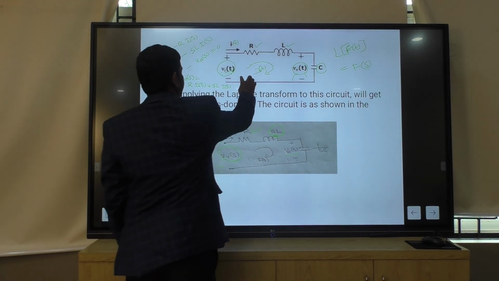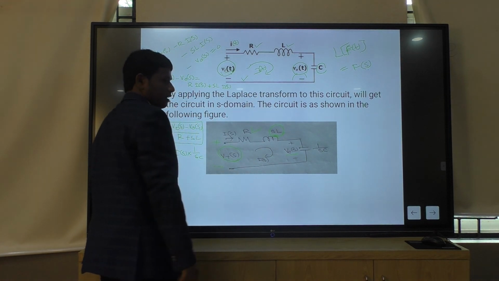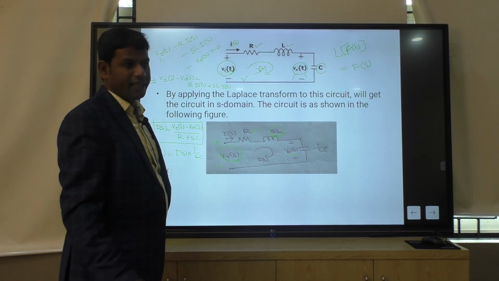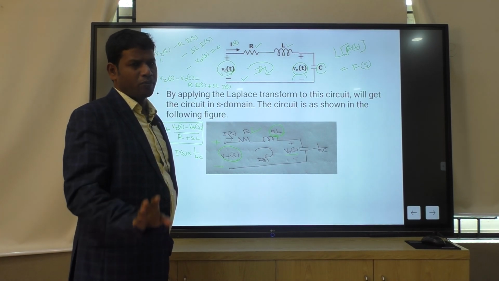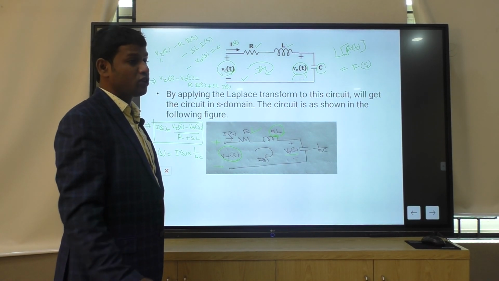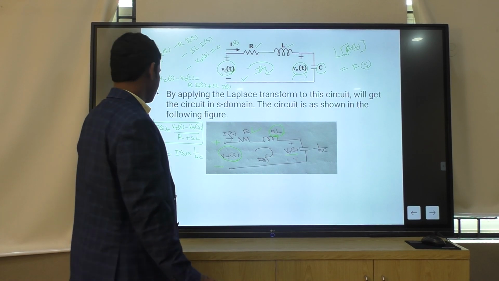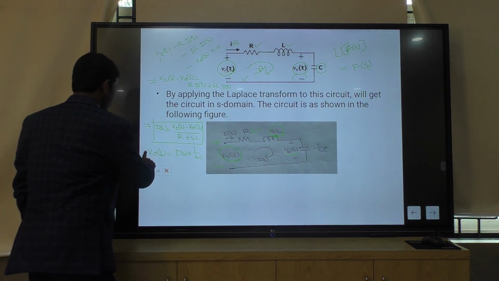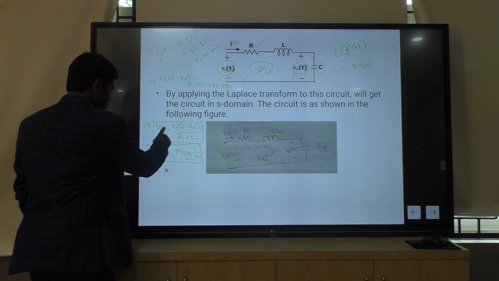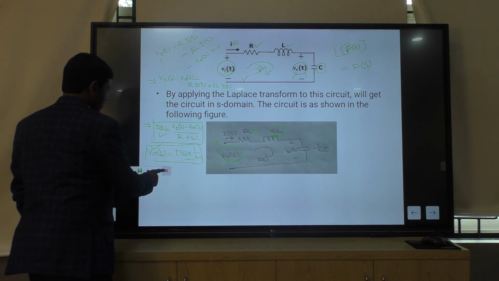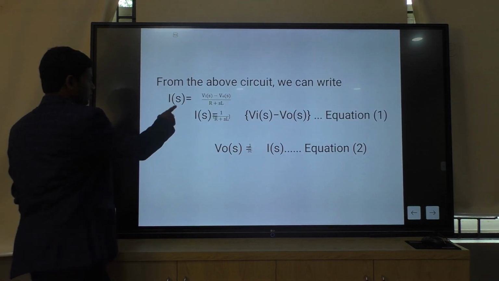A time domain circuit is given, you convert it into a Laplace or S domain circuit, then apply Kirchhoff's voltage law or current law to find the S domain equations, the Laplace equations. So I got two equations, two relations here. These two equations are also written on the next page.